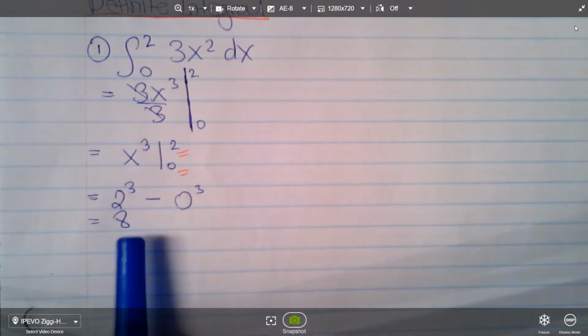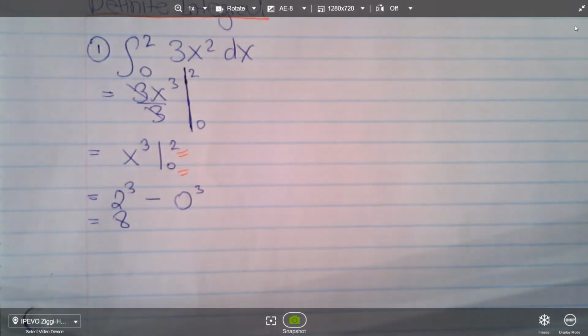So you found that there's 8 units under the curve of 3x squared. So if you graph 3x squared, if you count the number of units underneath between 0 and 2, you would get 8. You found area under the curve.